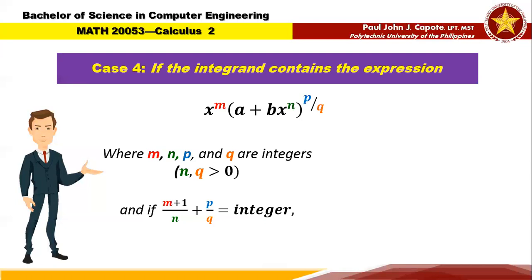This is somehow similar to case number 3. But what makes it different is that our second condition states that m plus 1 divided by n plus p over q will result to an integer. If these conditions are met, then we use the substitution: the product of x to the power of n and z raised to the power of q is equal to a plus b times x to the power of n.